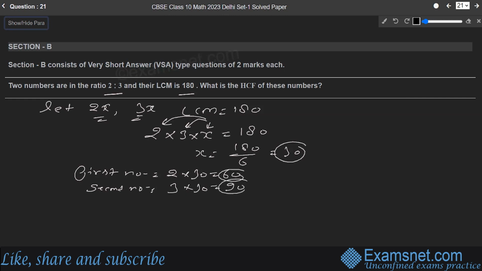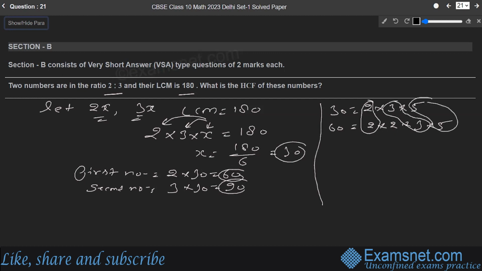Now they're asking for finding out the HCF of these numbers. For finding out the HCF, we have to do the factors. The factors of 30 are 2 into 3 into 5, and the factors of 60 are 2 into 2 into 3 into 5. These are the factors of 60. We have to find the highest common factor. So let us find the common ones. These are the common, and these are the ones who are creating the pair. So these three pairs have been created.